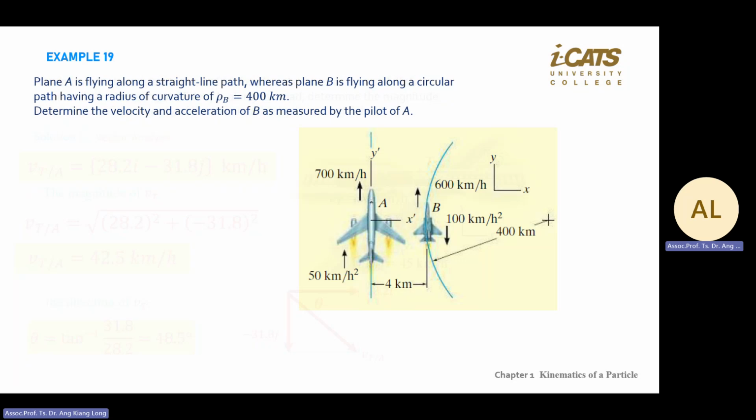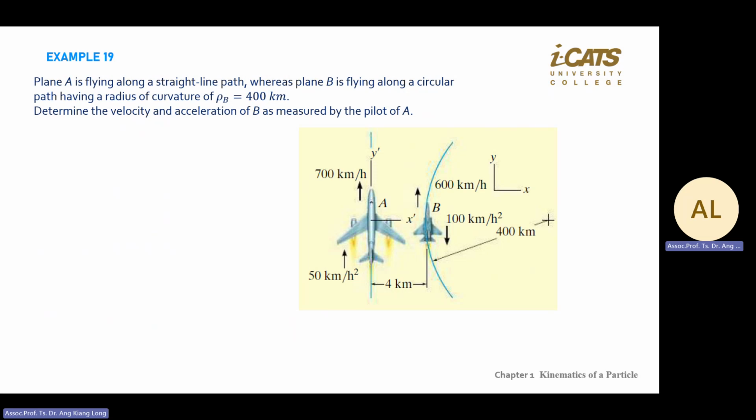Okay. Number 2, since you are in the aerospace degree program, so you cannot run away from the aircraft. So you are given 2 aircraft. One is A, one is B. A is a rectilinear motion in the straight line. B is in the curvilinear motion. And you're given the r. So plane A flying straight line, plane B curvilinear motion, radius is given. Determine the velocity and acceleration of B as measured by pilot A.